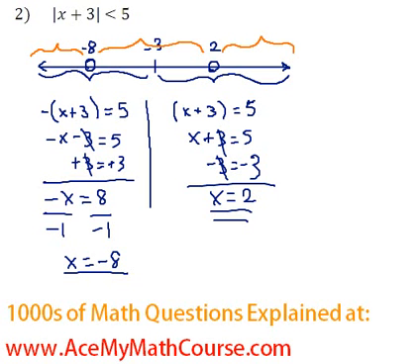And now I will plug in a different number for each area. So let's say over here I will plug in a -9, because that's smaller than -8. Between -8 and 2, I'll just pick a 0. And a number greater than 2, I'll pick 3. Okay, so that will be case number 1, case number 2, case number 3.